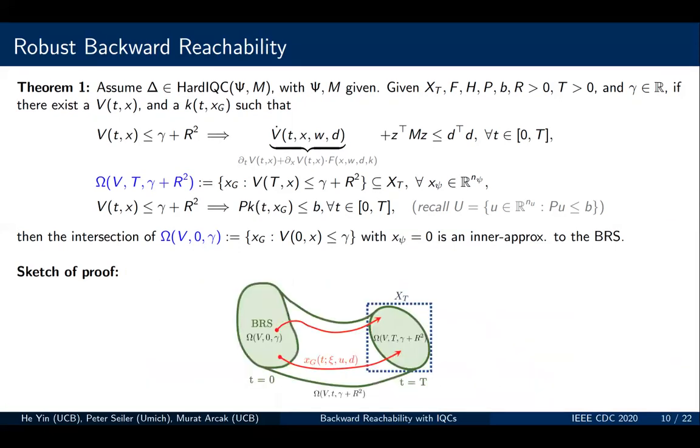The following picture illustrates the main idea. The gamma plus R squared sublevel set of V is a funnel that bounds all the trajectories starting from the top base of the funnel. If the bottom base of the funnel is contained by the target set, then the top base of the funnel is the backward reachable set in approximation.